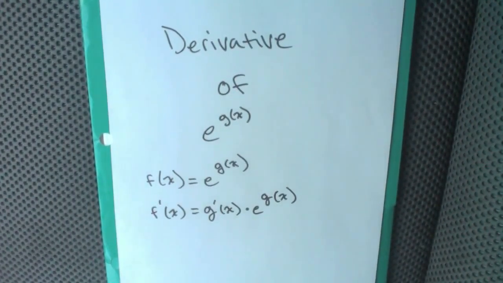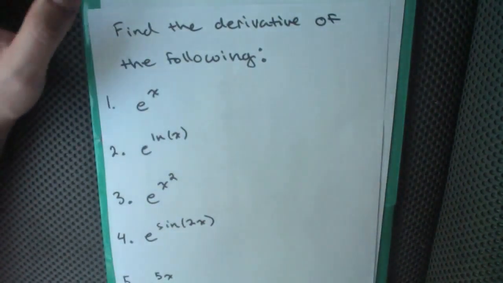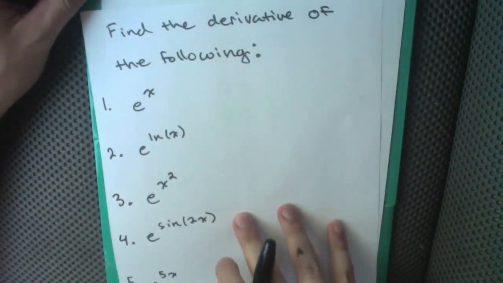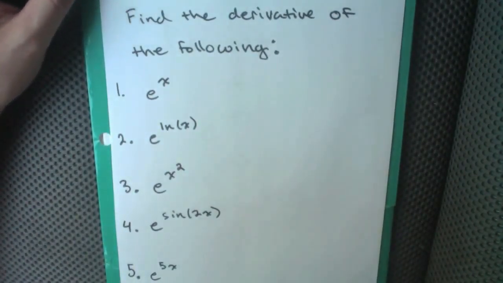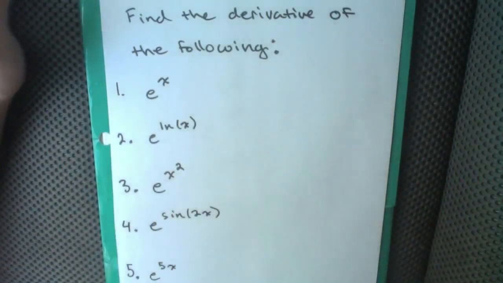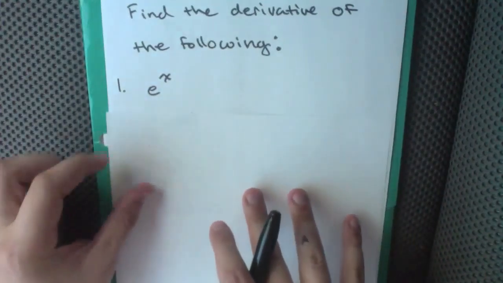So yet again, super easy, not complicated at all. Take a look at a couple examples to help it make a little bit more sense. So we're just going to find the derivative of these following functions. The first one, e to the x, super easy.